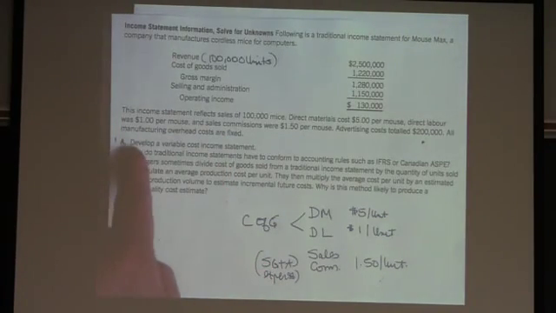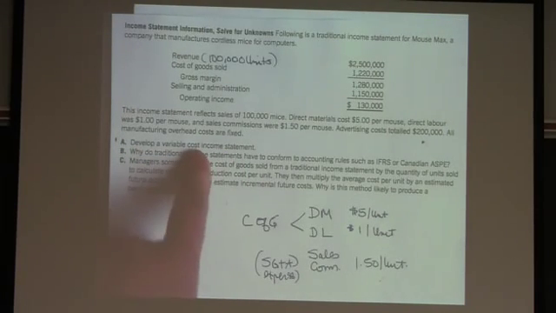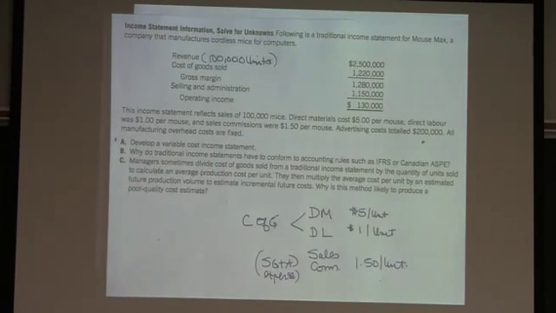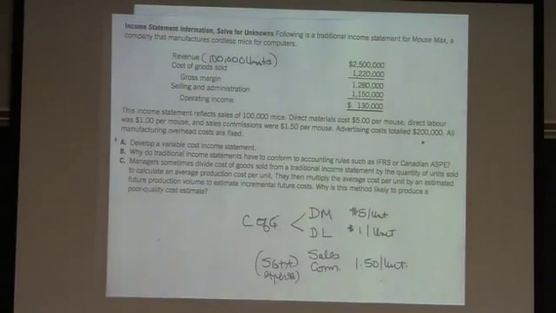So what they asked us to do first is to develop a variable cost income statement. So what is that? What is a variable cost income statement? That's the first thing we need to figure out. Second, it asks, why do traditional income statements have to conform with IFRS or ASPE? And part C, we're going to come back to once we've done parts A and B.